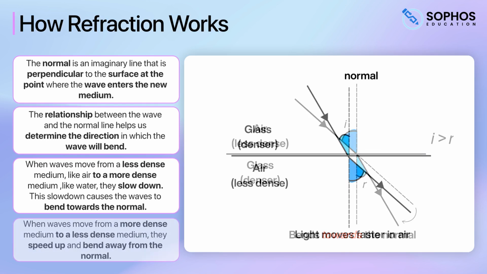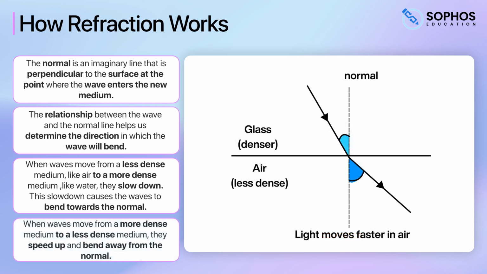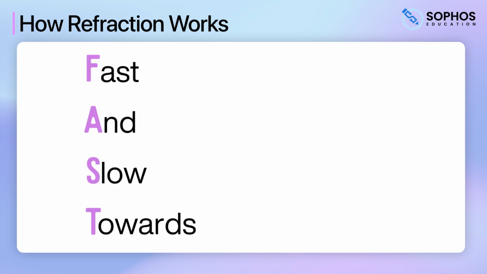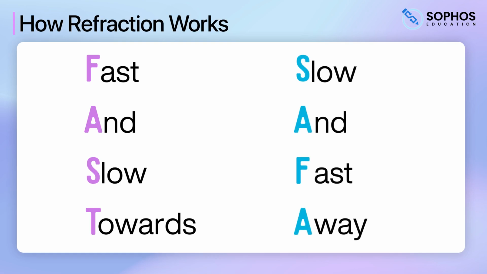Conversely, when waves move from a more dense medium to a less dense medium, they speed up and bend away from the normal. For example, when light exits from water into air, it bends away from the normal as it speeds up. To make these concepts easier to remember, we use mnemonics. The first one is FAST, which represents fast and slow towards, so waves bend towards the normal when slowing down. Then we have SAFA, which is slow and fast away, so the waves bend away from the normal when speeding up.